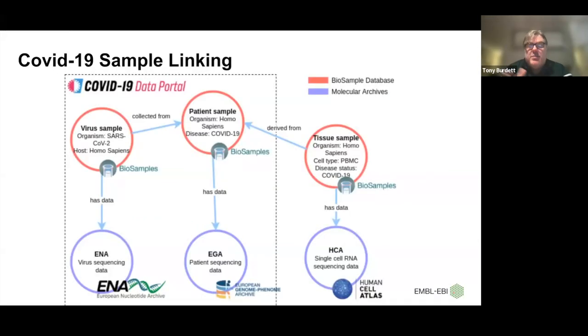And there's some real examples. We included this one in our paper, in the most recent BioSamples NAR paper, which has the links on the slides. This is a real world example of how this works. And you can see that, again, this is the same example. There's viral sequencing data, patient sequencing data in EGA. And actually, in this example, there's also some data in the Human Cell Atlas about the cell type changes in COVID-19.